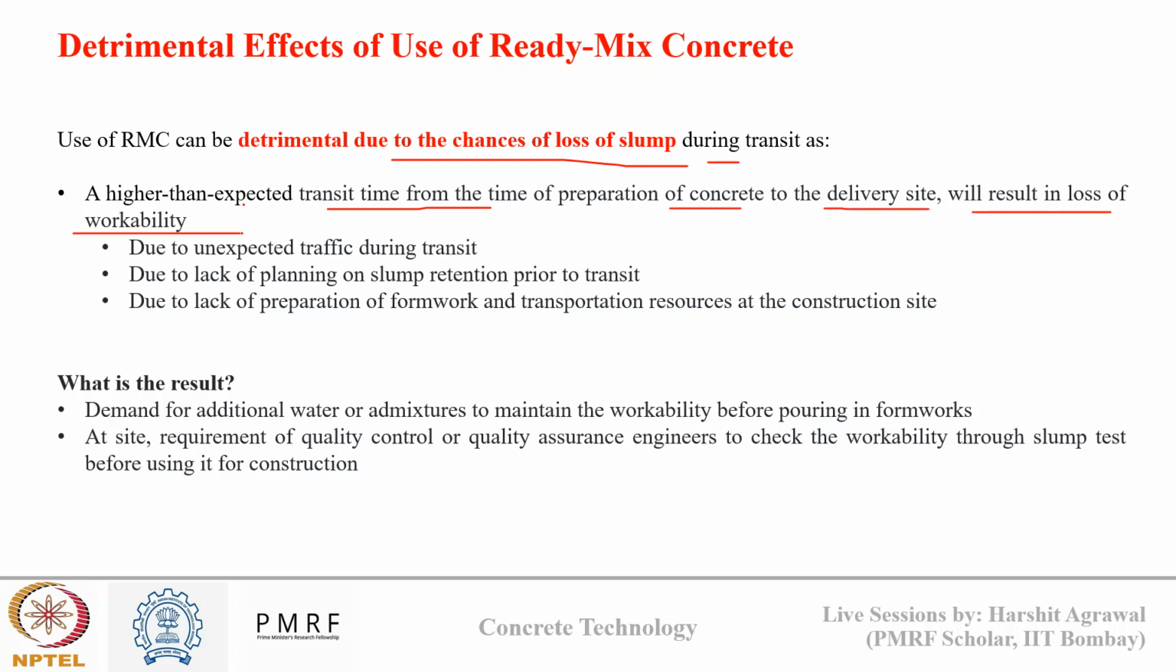And how can this higher than expected transit time occur? Due to unexpected traffic during transit, due to lack of planning of slump retention prior to transit, or due to lack of preparation of manpower and transportation resources at the construction site. So these reasons can lead to higher transit time, and if the transit time is more than what was planned for, then we can record loss in slump.